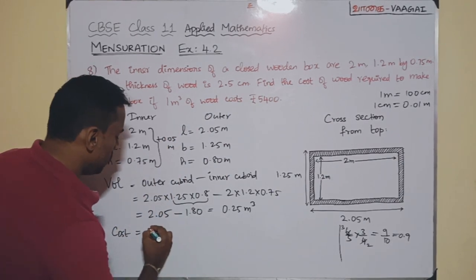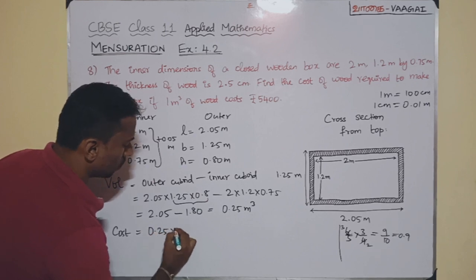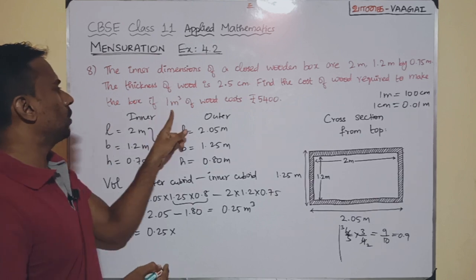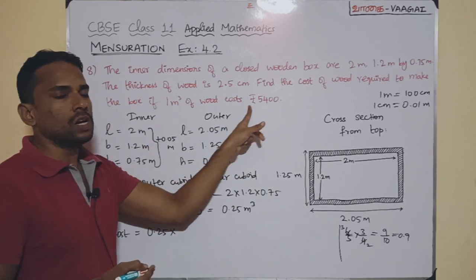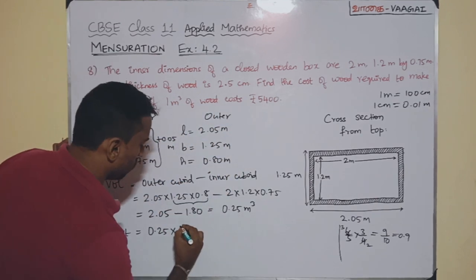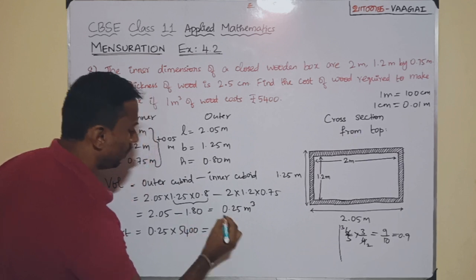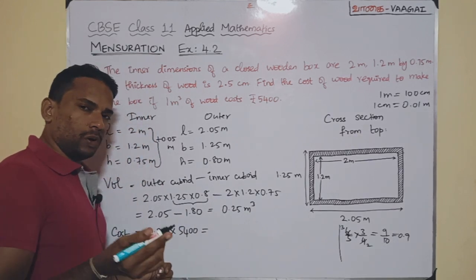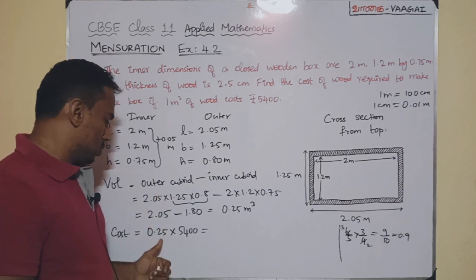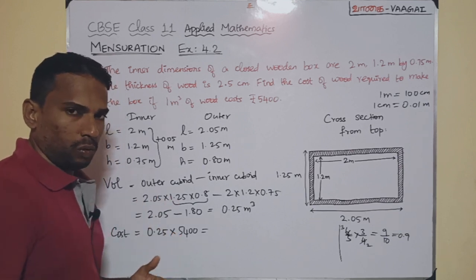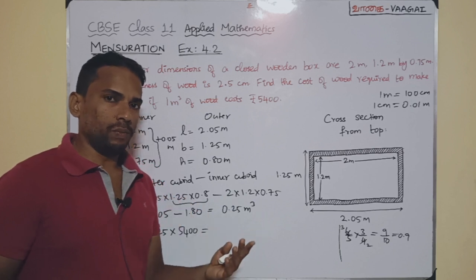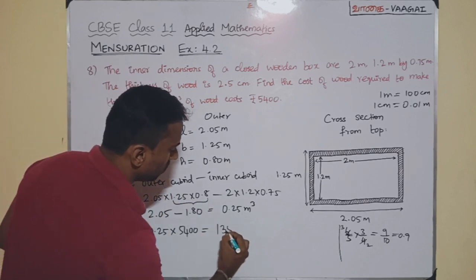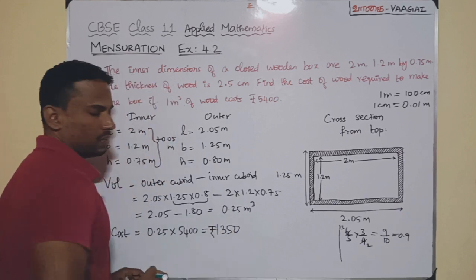So cost will be 0.25 into, what about the cost per meter cube? If 1 meter cube of wood costs 5,400 rupees, so 5,400. So 0.25 into 5,400 will give you how much? Now you can consider this 0.25 as just 1 by 4. So one-fourth of 5400 will be what? 5400 half will be 2700, again half will be 1350. 1350 rupees is going to be the answer.